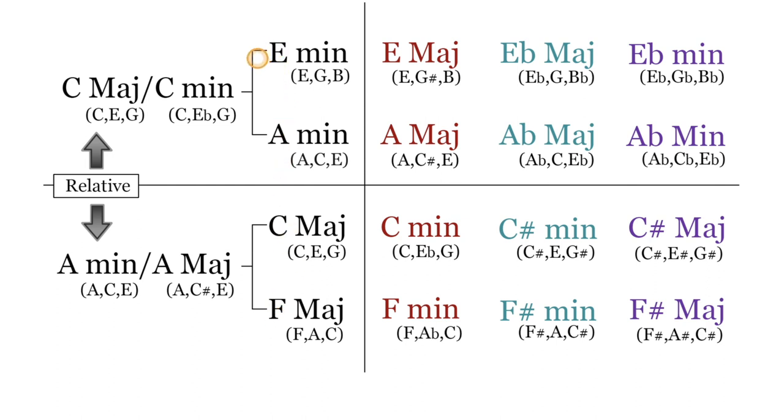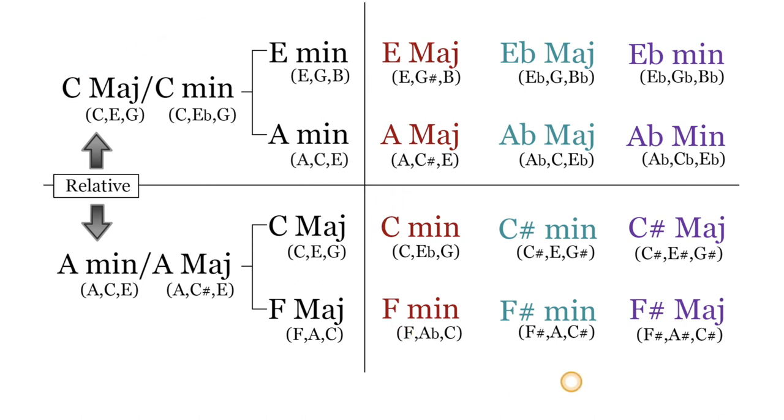E minor is the diatonic three chord or mediant chord in the key of C major. The A minor is the diatonic six chord or submediant in the key of C major. And likewise, C major is the diatonic three chord in A minor, and F major is the diatonic six chord in A minor.